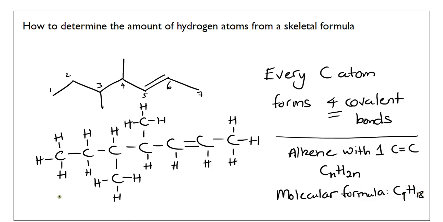C9H18. And if you count the hydrogens, you should also get 18 hydrogen atoms. So using the molecular formula, the general formula of a homologous series will tell you exactly how many hydrogen atoms there are, but you also need to be able to distribute the hydrogen atoms correctly as well.